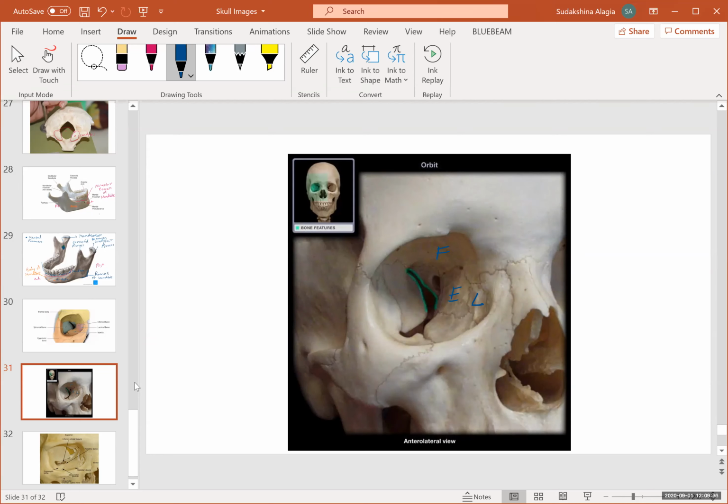What is the sphenoid? Oh, you know what? I made a mistake. Sorry. That's not lacrimal. This is ethmoid. So sphenoid, ethmoid, lacrimal. I confused this to be nasal bone, then I noticed the suture. Lacrimal, ethmoid, sphenoid, frontal, zygomatic, maxilla. This too doesn't show the palatine.